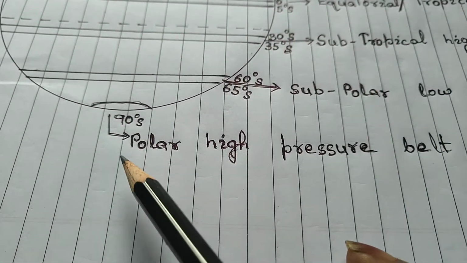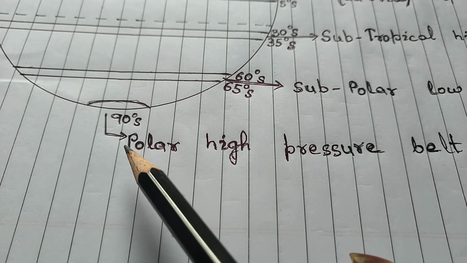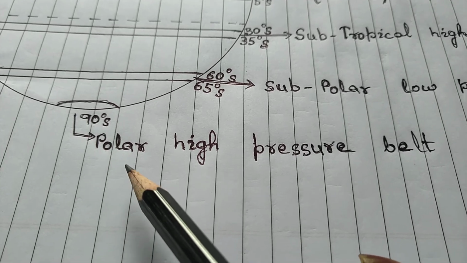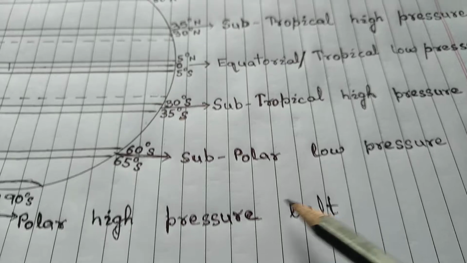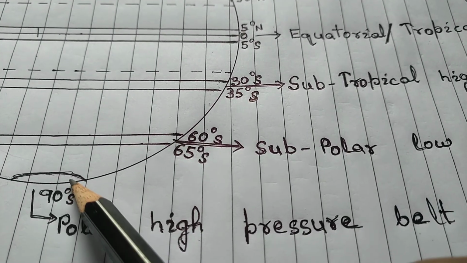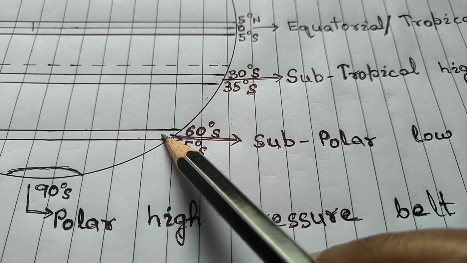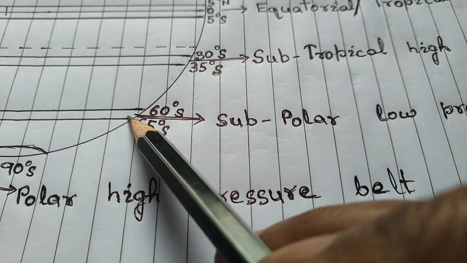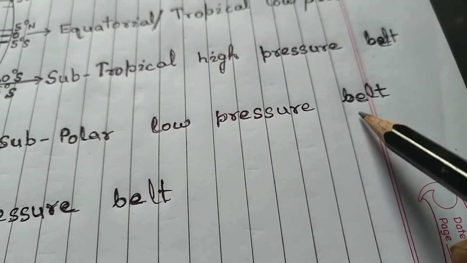Similarly, in the southern hemisphere, in the complete south near the South Pole, the temperature is very low. So the same, we have written polar high pressure belt, and in comparison with this polar region, 60 degrees receives comparatively more temperature. So it has a low pressure zone. So we will write subpolar low pressure belt.